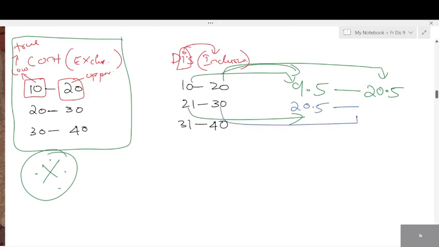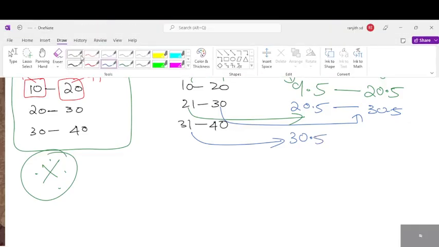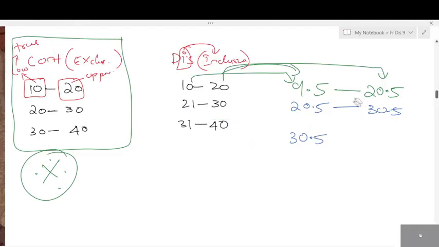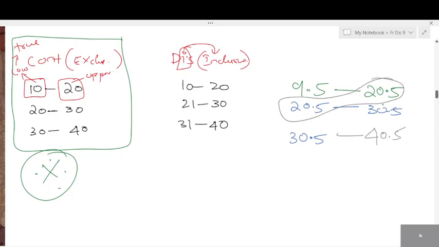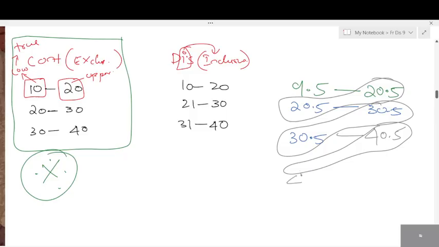Okay, for 30, what will you do? 30.5. Next, for 31, if you subtract, what will you get? 30.5, and 40 will become 40.5. Now, can you see? Is it continuous or discontinuous? Continuous. So, what will you write the next one? 40.5 to 50.5. Next, it would be 50.5 to.